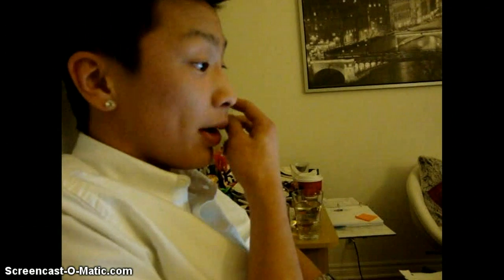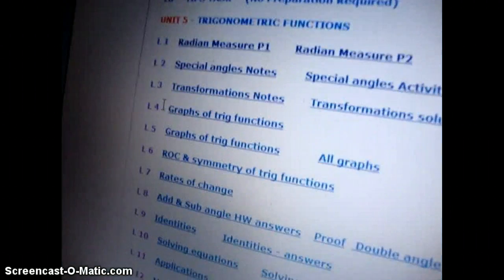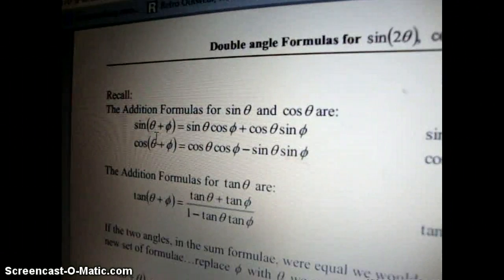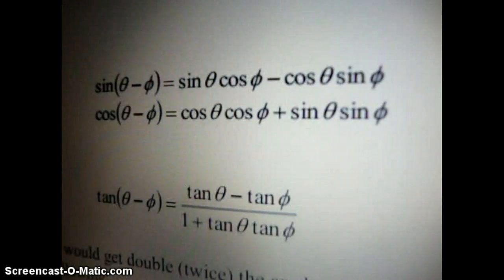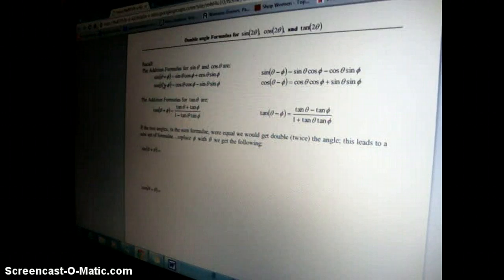Okay, so what exactly do we do every day? Essentially, if we look at the website, we have all the lessons in chronological order. Today, we're on Unit 5, Lesson 8. So we can just click on the lesson today, which is for double angles. Basically, we're given a blank worksheet, but it has the lessons, which go through all the explanations that we need. We need all the trig identities for today's lesson.